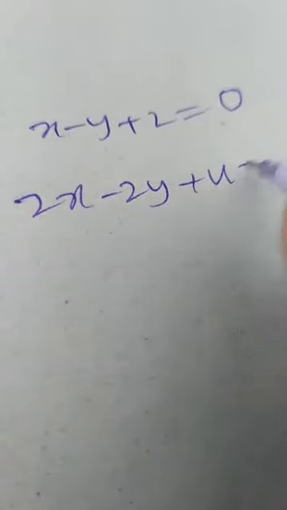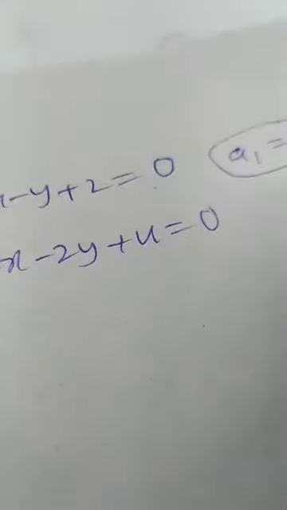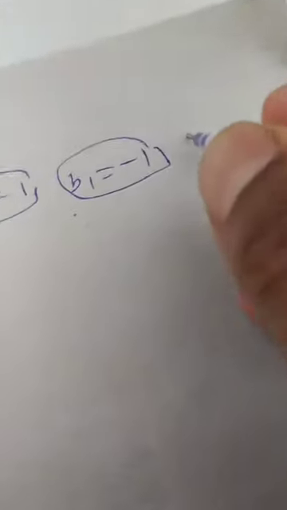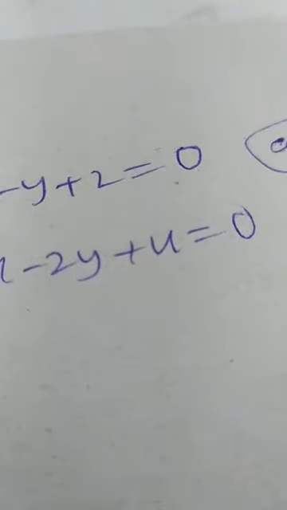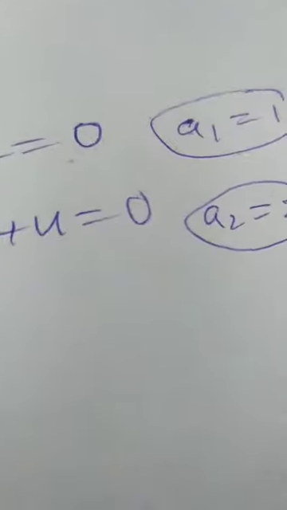x minus y plus 2 equals 0 and 2x minus 2y plus 4 equals 0. So from the first equation, what is a1? 1. Comparing with the general equation, a1 is the x coefficient, b1 the y coefficient, minus 1, and c1 the constant. What is the constant in the first equation? 2. And from the second equation, a2 x coefficient is 2, b2 y coefficient is minus 2, c2 is 4.